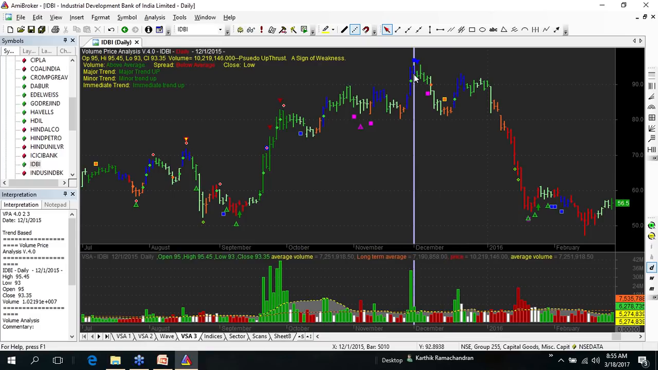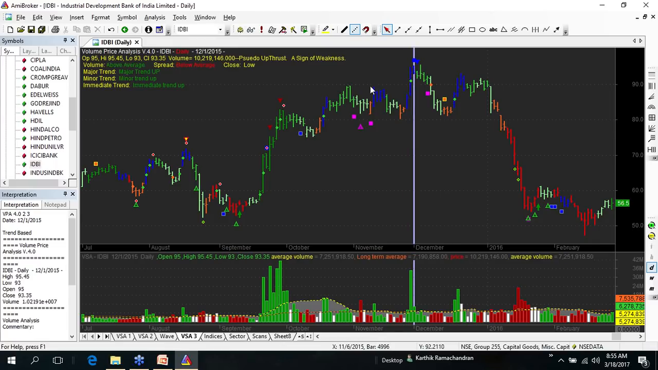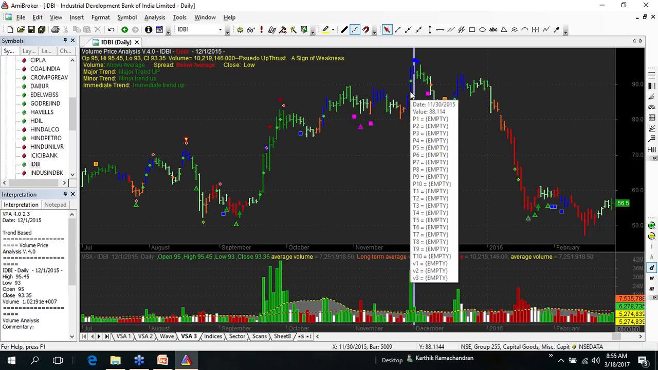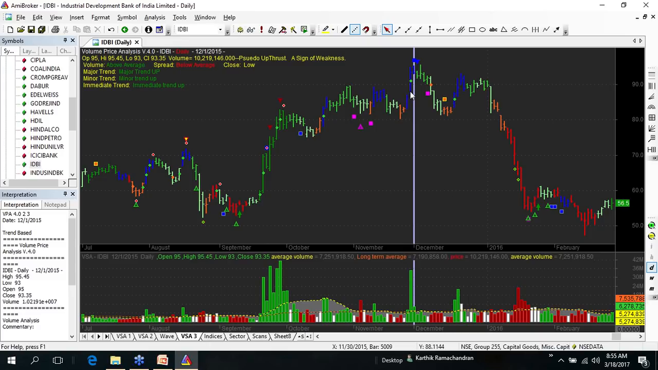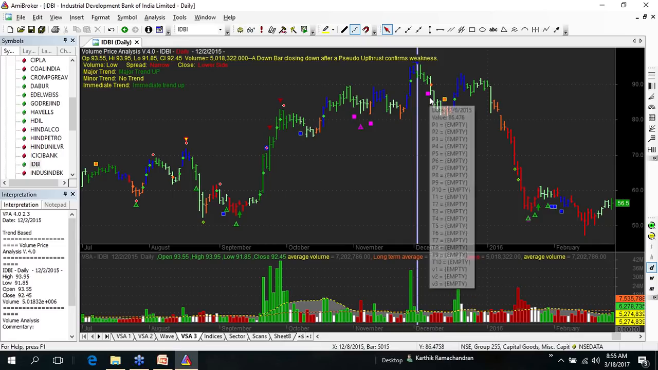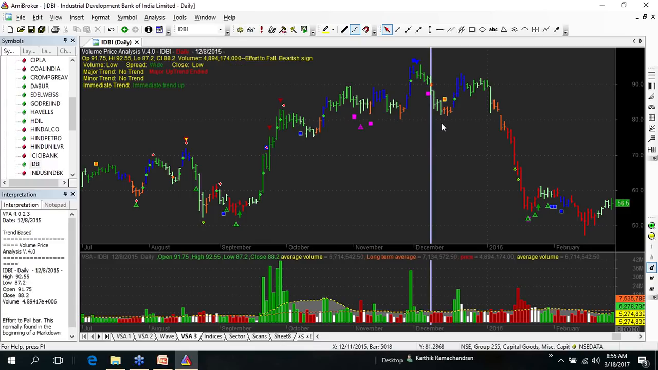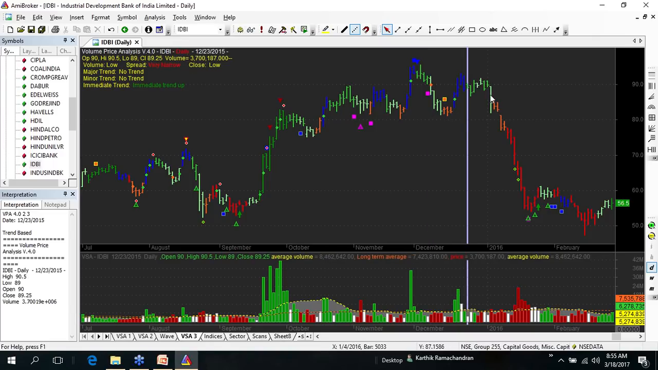but the next bar was a pseudo upthrust bar, so it totally negated the effort to rise bar here. It's a down bar closing after a pseudo upthrust bar, which confirms weakness, and obviously then weakness came in. You have an effort to fall bar that started the weakness. But here again there was a little attempt to shore up the prices, but finally we had the markdown here.